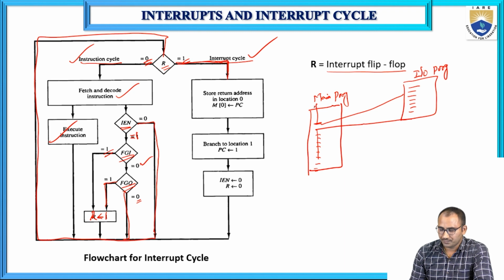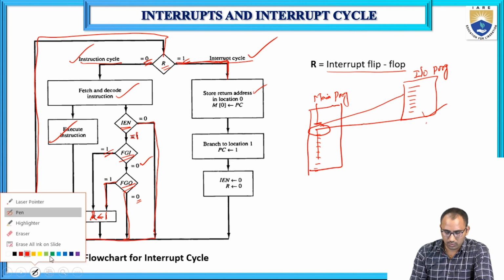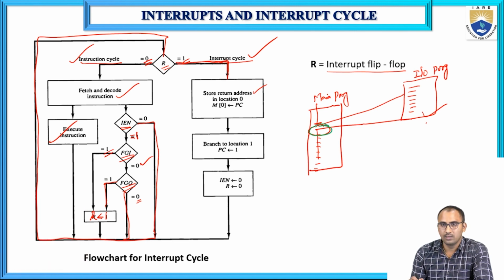Okay, so store a return address. Here the program control is transferring from the IO interrupt program back to the main program. In order to come back to the main program, we have to store the return address. The return address is nothing but the address of the next instruction in the main program. That we have to load into location 0, so M[0] gets PC.